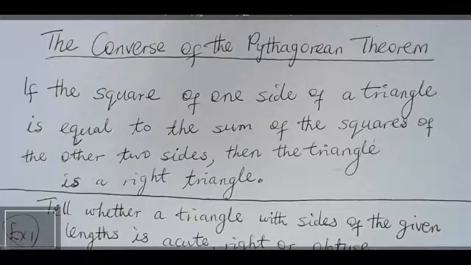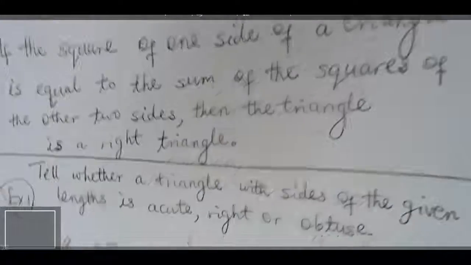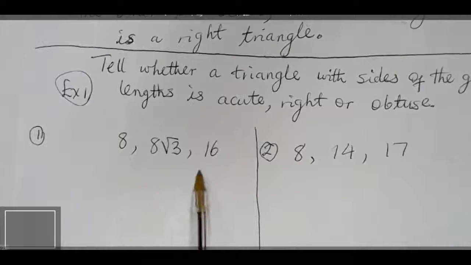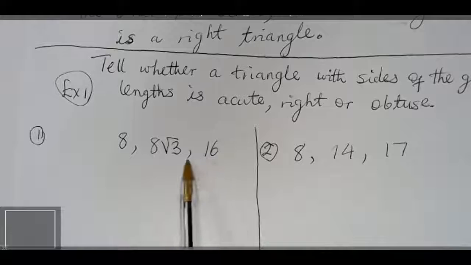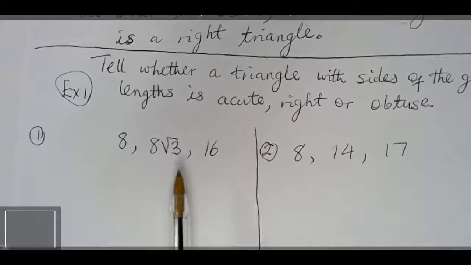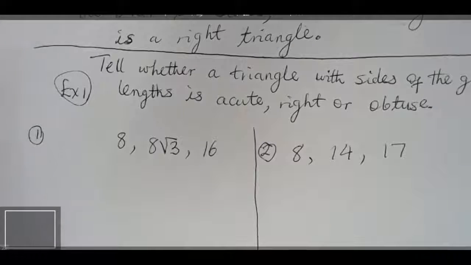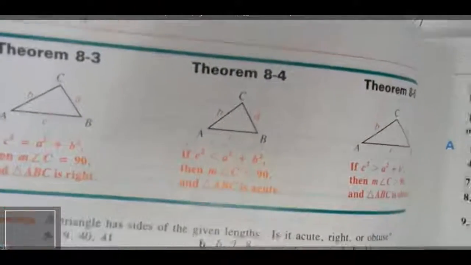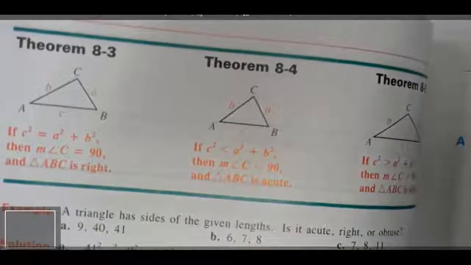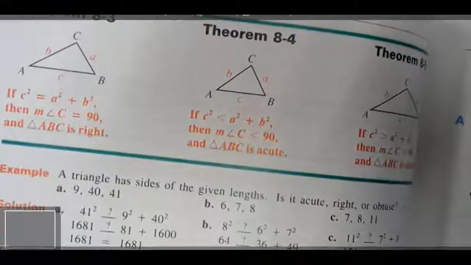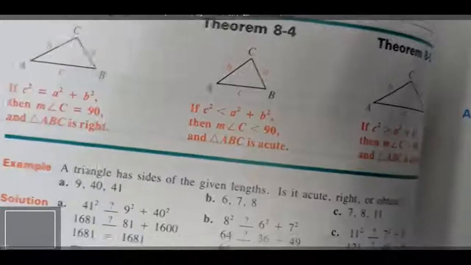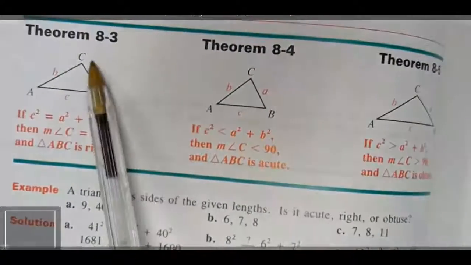So if we are given three sides of a triangle, like three numbers, we can identify the longest side and use that to check to see if that triangle is a right triangle. And this theorem has three parts. From your book, this is the main theorem, Theorem A3.